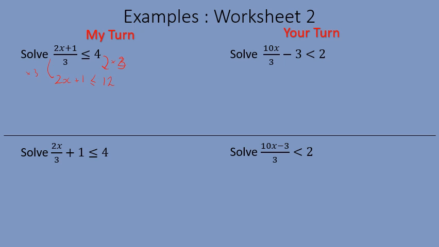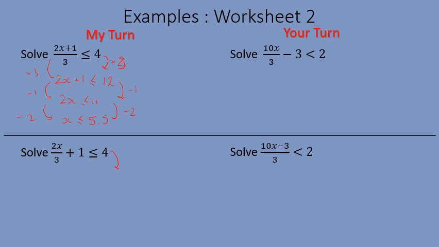Then I need to get rid of my plus 1, so I subtract 1. So 2x is less than or equal to 11, and then divide both sides by 2. We'll get a decimal for this one, which is fine. X is less than or equal to 11 divided by 2, 5.5. So this question is nearly identical, but this time the fraction line isn't over the plus 1.